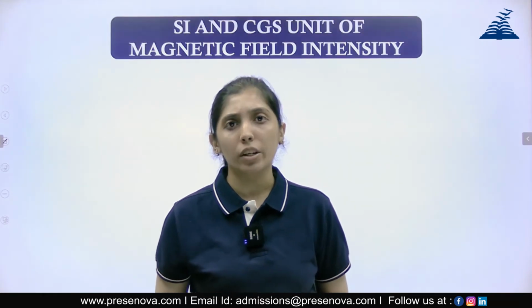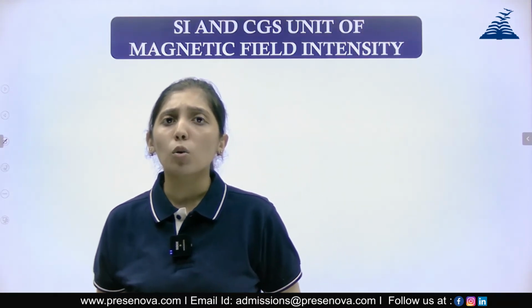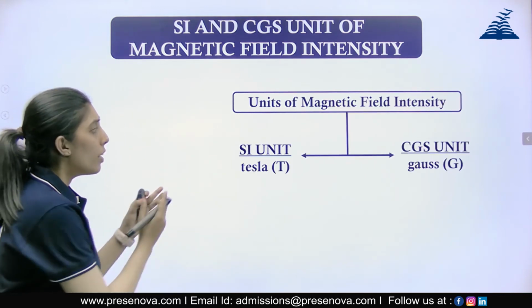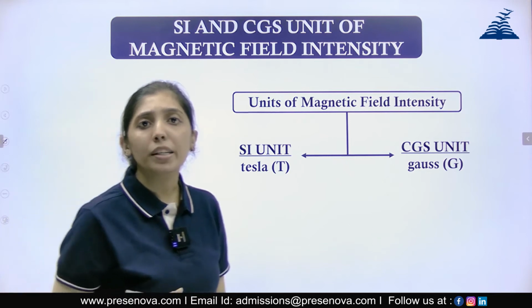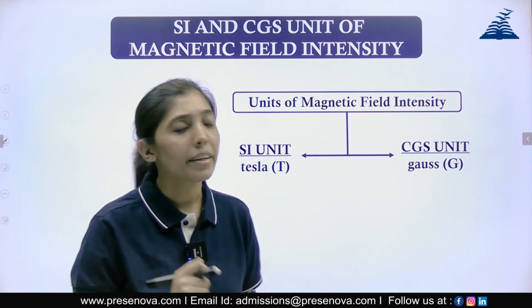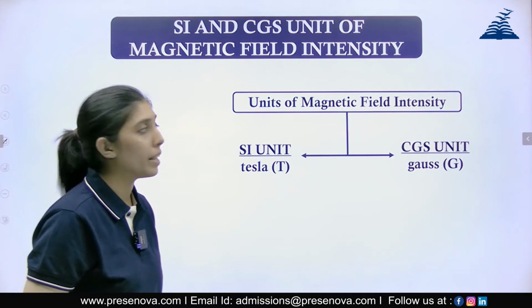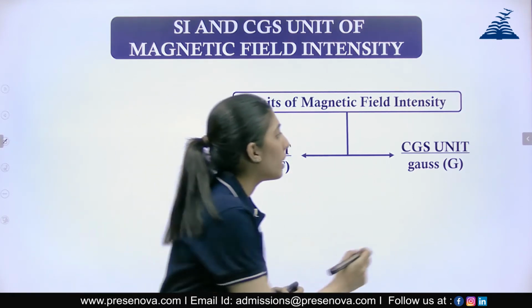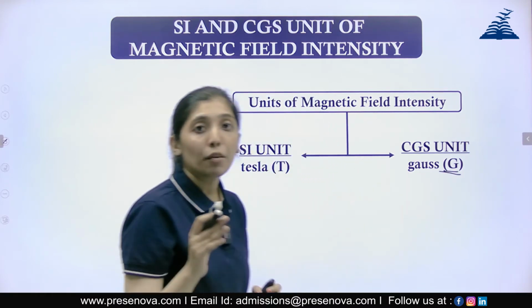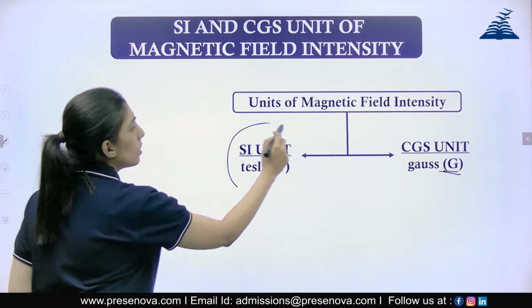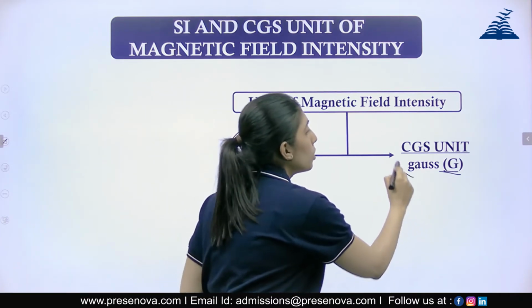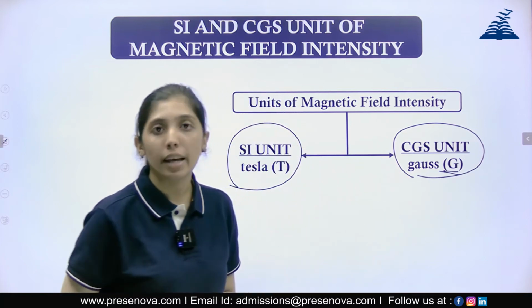Now let's continue to study about the units of magnetic field intensity. We all know there are two kinds of unit, the SI unit and the CGS unit. The SI unit of magnetic field intensity is Tesla and it is denoted by the letter capital T, and the CGS unit is Gauss and it is denoted by the letter capital G. If you know here, the SI unit is named after a scientist, Nikola Tesla, and the CGS unit is also named after a German scientist.